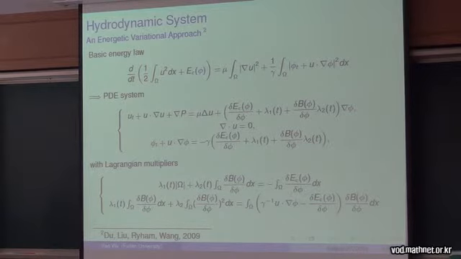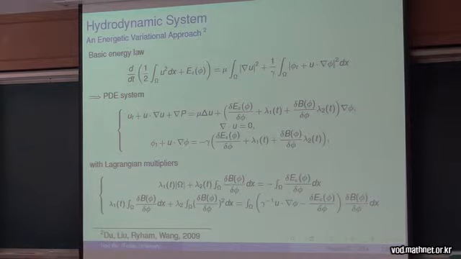A basic relation for the problem is the following basic energy law, such that here on the left-hand side is the total energy of the system. It consists of two parts. The first part is the kinetic energy, and the second part is the approximated elastic energy. And on the right-hand side, you have two dissipation terms. The first one is due to the viscosity of the fluid, and the second one is due to the gradient flow of the system.